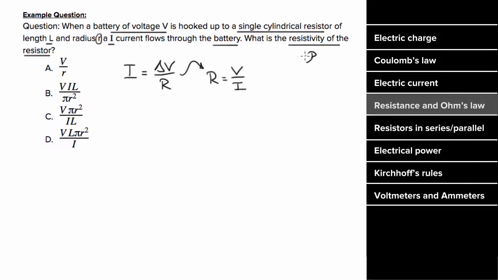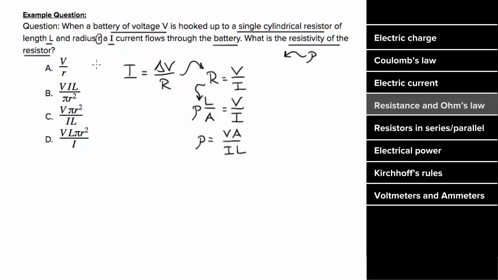To factor resistivity into this, we have to use the formula for the resistance of a cylindrical resistor, which is rho times L over A. This gives us the resistance of the resistor, which has got to equal V over I. And now we can solve for the resistivity rho. We get V times A over I L.